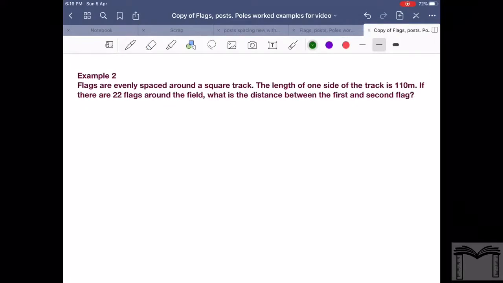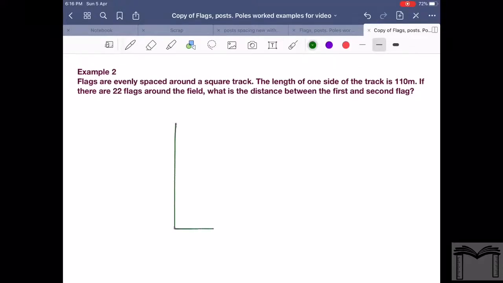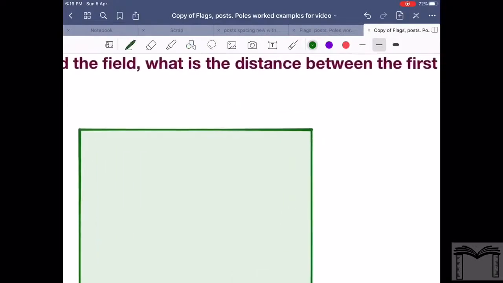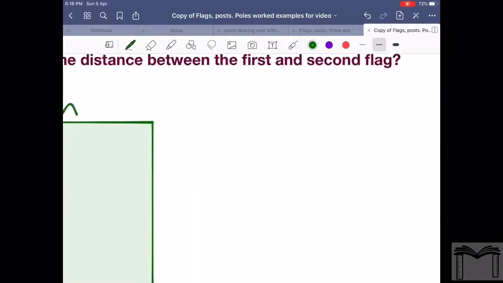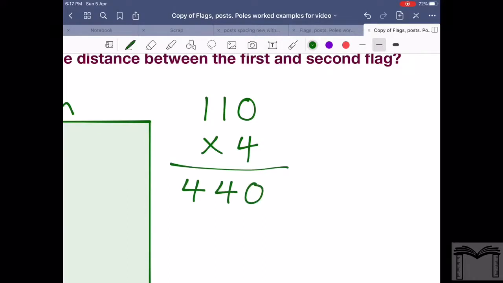For us to find the spacing, we must firstly find the perimeter. So let's make a quick sketch. So we were given that the length of one side of the square is 110 meters. So the perimeter of a square is equal to side times 4, so that's 110 times 4. 4 elevens are 44, and we put back the 0, so that's 440 meters.